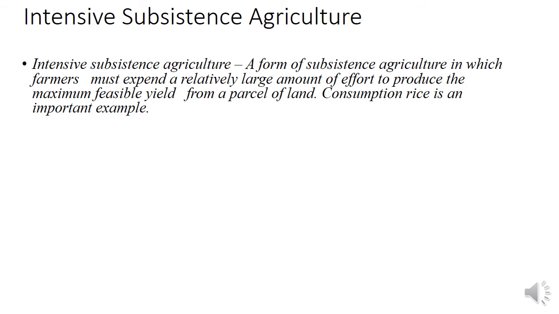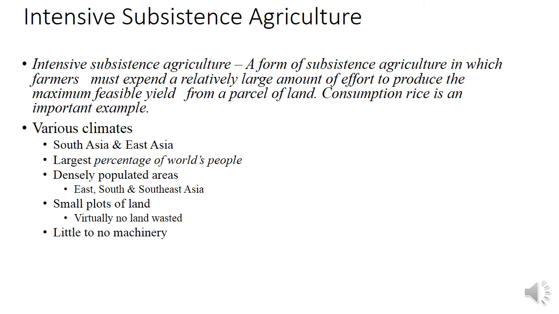Okay, intensive subsistence agriculture can be defined with the vocab definition I've given you here: a form of subsistence agriculture in which farmers must expend a relatively large amount of effort to produce the maximum feasible yield from a parcel of land. Rice is an important example.